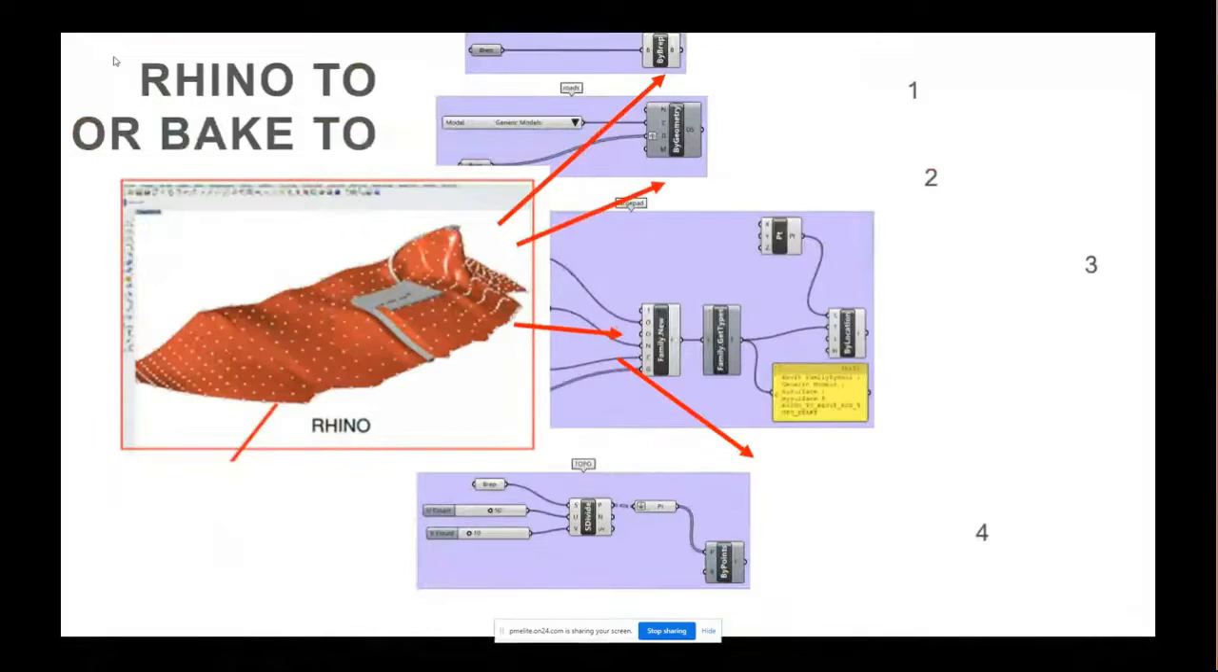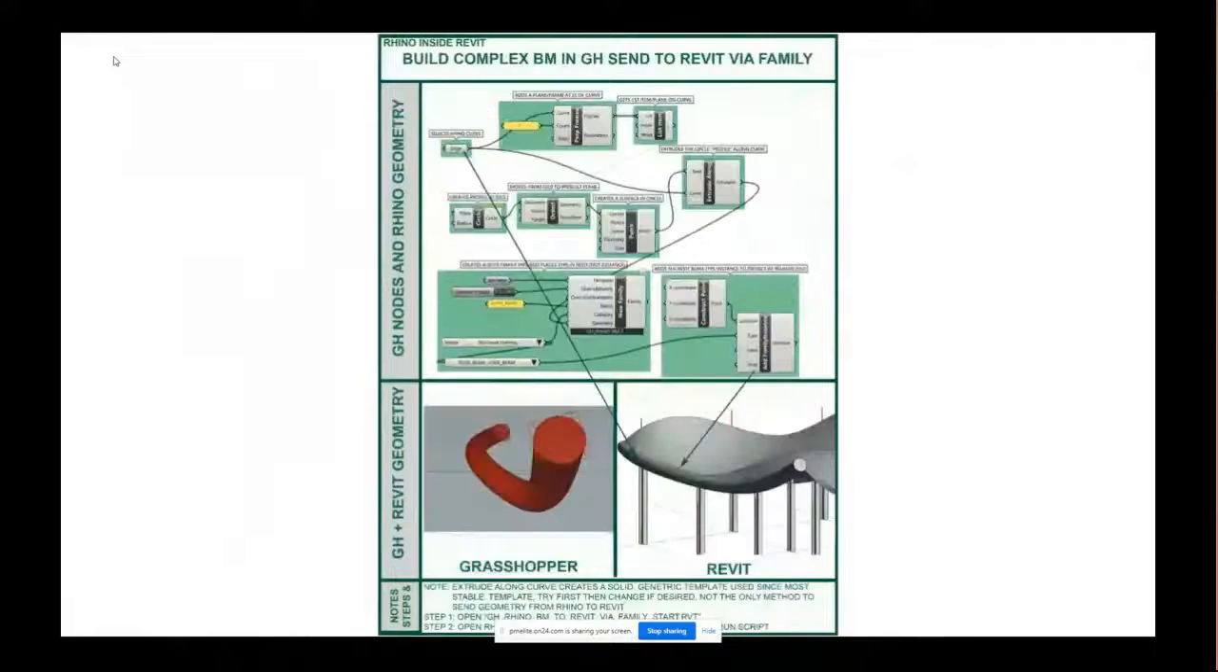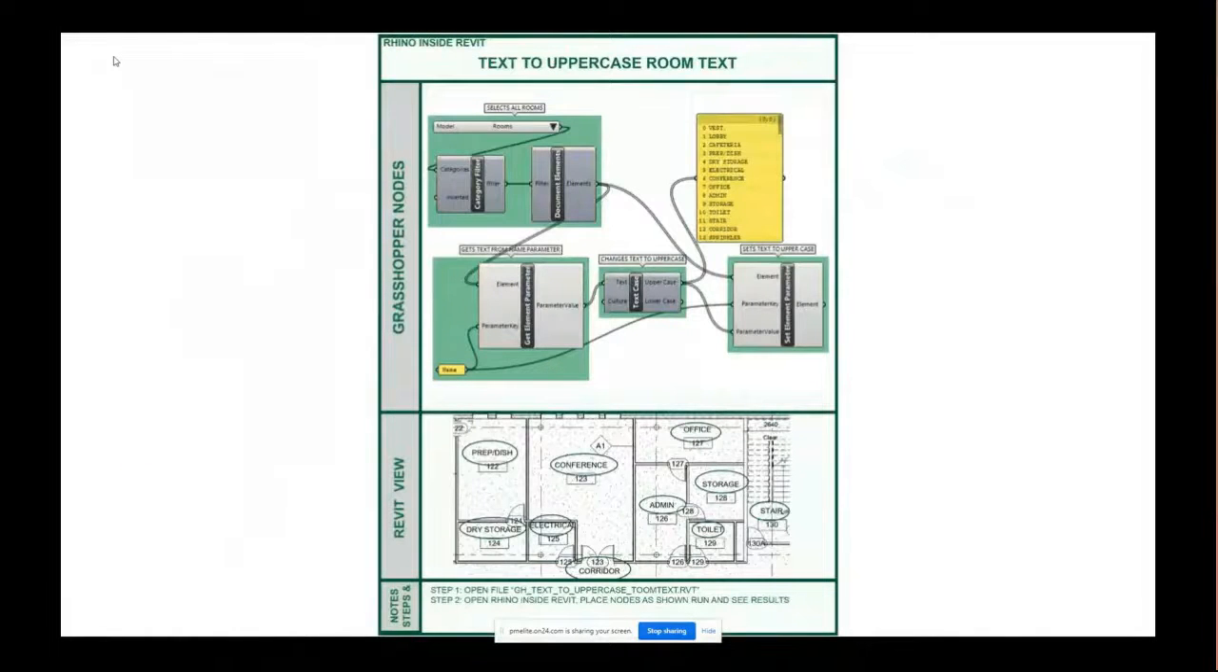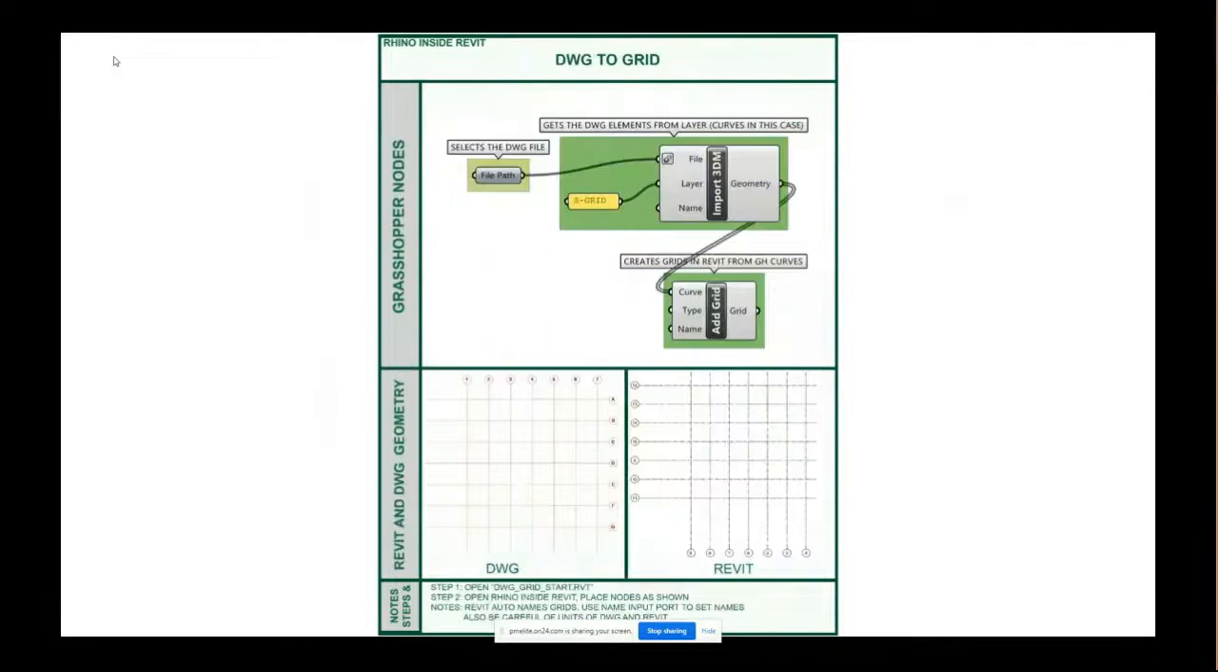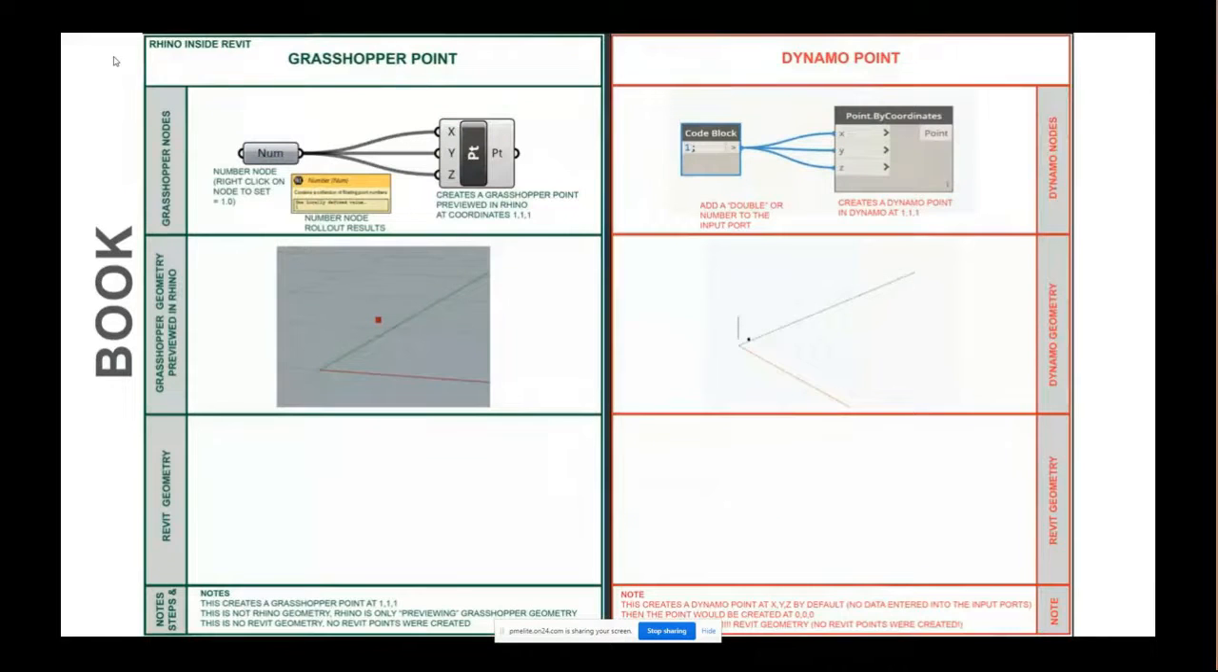Okay, so we talked about 4 methods. And then just mention that there are nodes out there that are not just specific to interoperability. For example, you can place text, you can change text to uppercase using Grasshopper for Revit. You can create levels, things like that. I have the upcoming book that is a side-by-side: Dynamo, how it's done, Dynamo for Revit, how it's done, Grasshopper for Revit, how it's done, side-by-side.